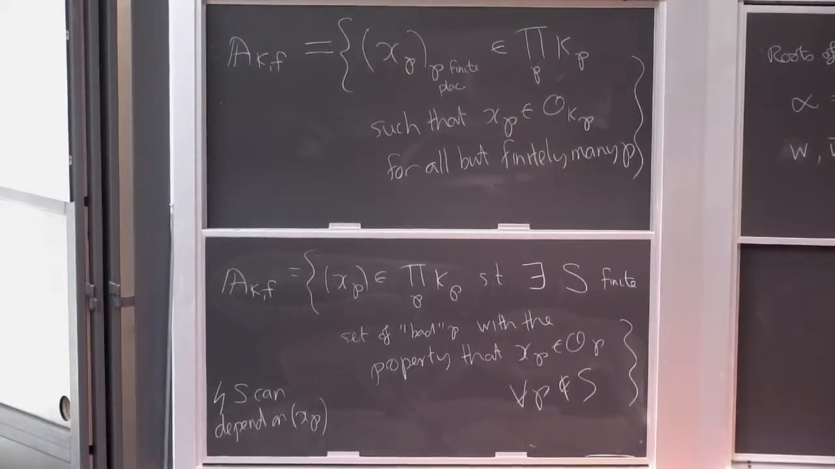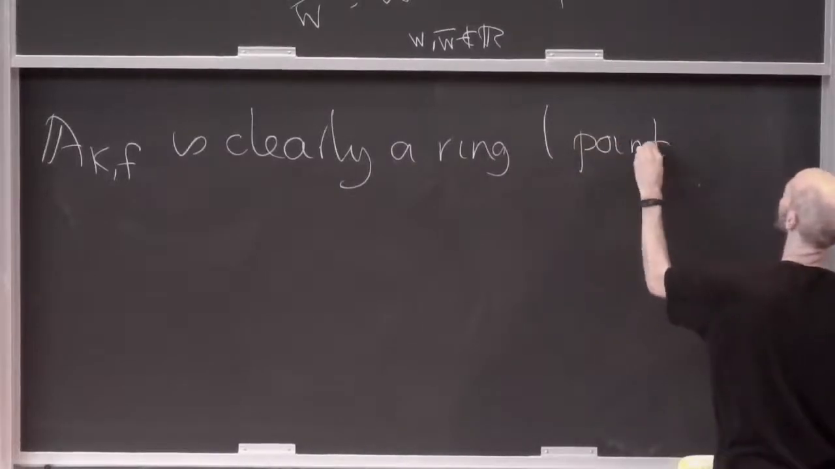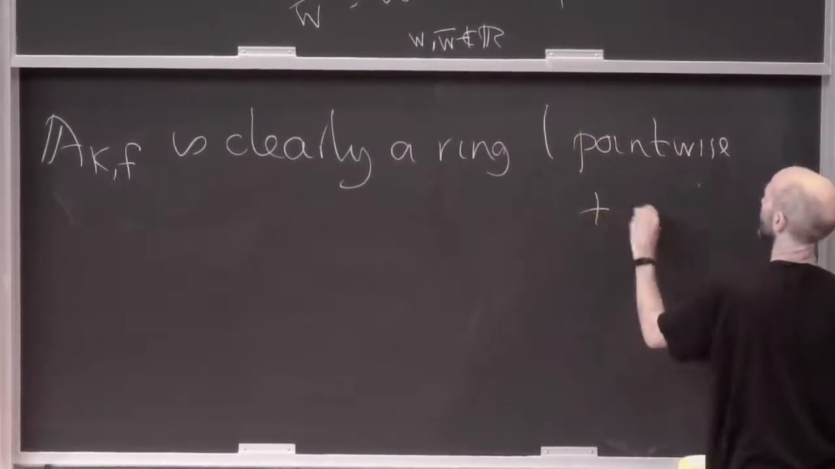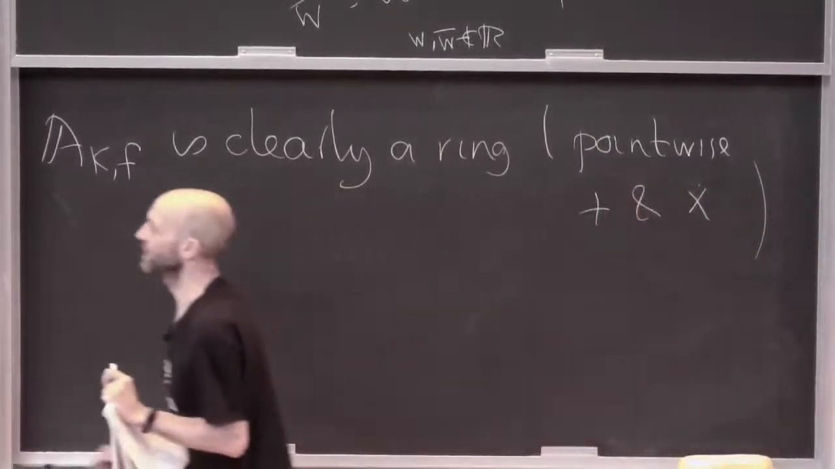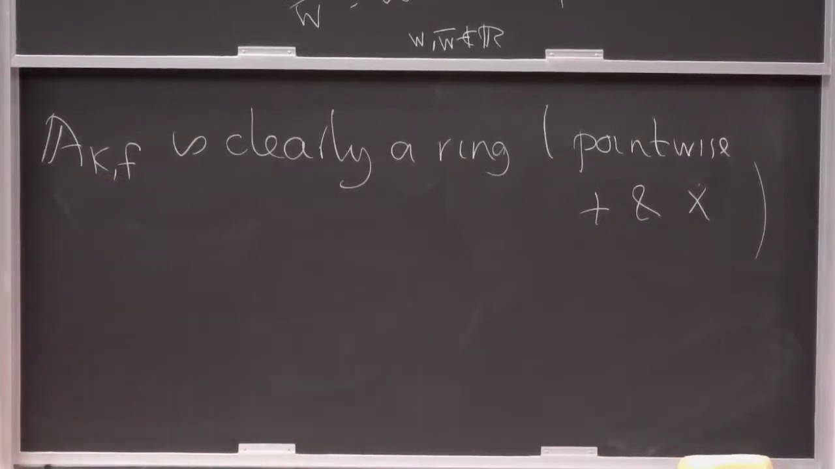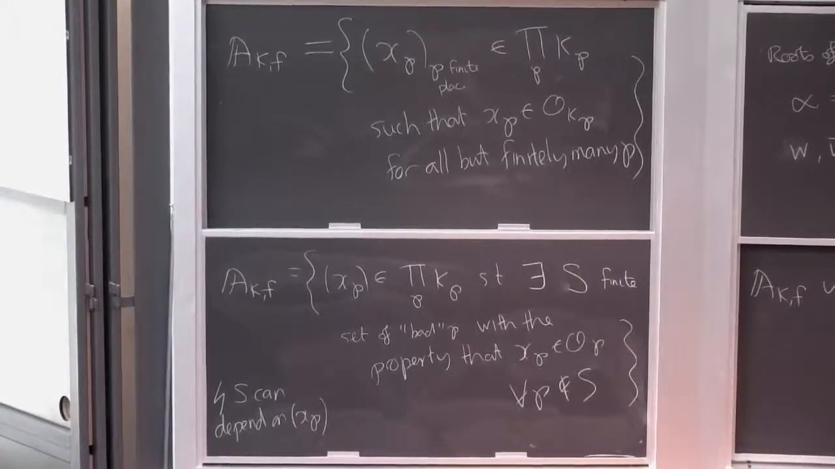That is clearly a ring. AKF is clearly a ring simply under pointwise addition and multiplication, plus and times. It's not going to be very good topologically. You can't imagine taking limits, because if you took more and more elements of this with S getting bigger and bigger, then maybe the limit would have S infinite, right? So maybe you've got to be careful.